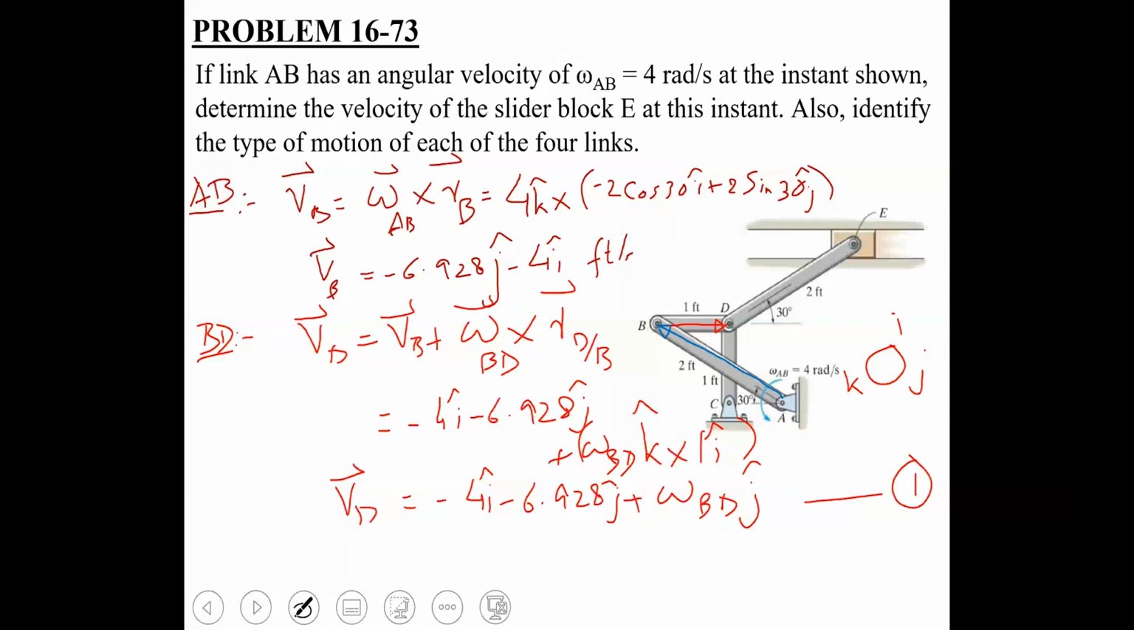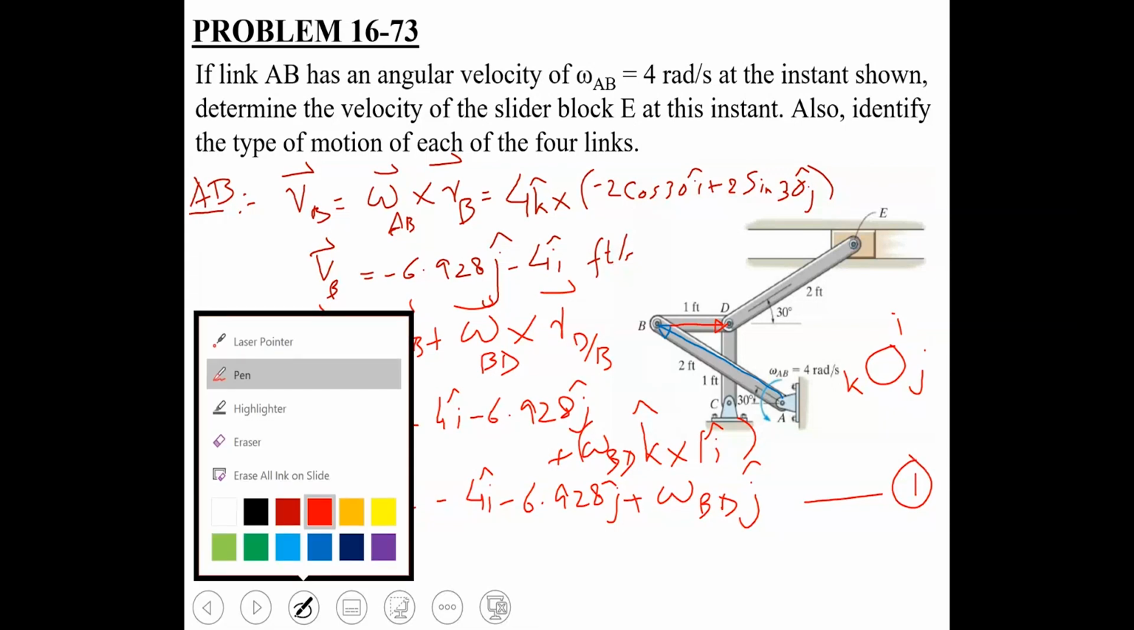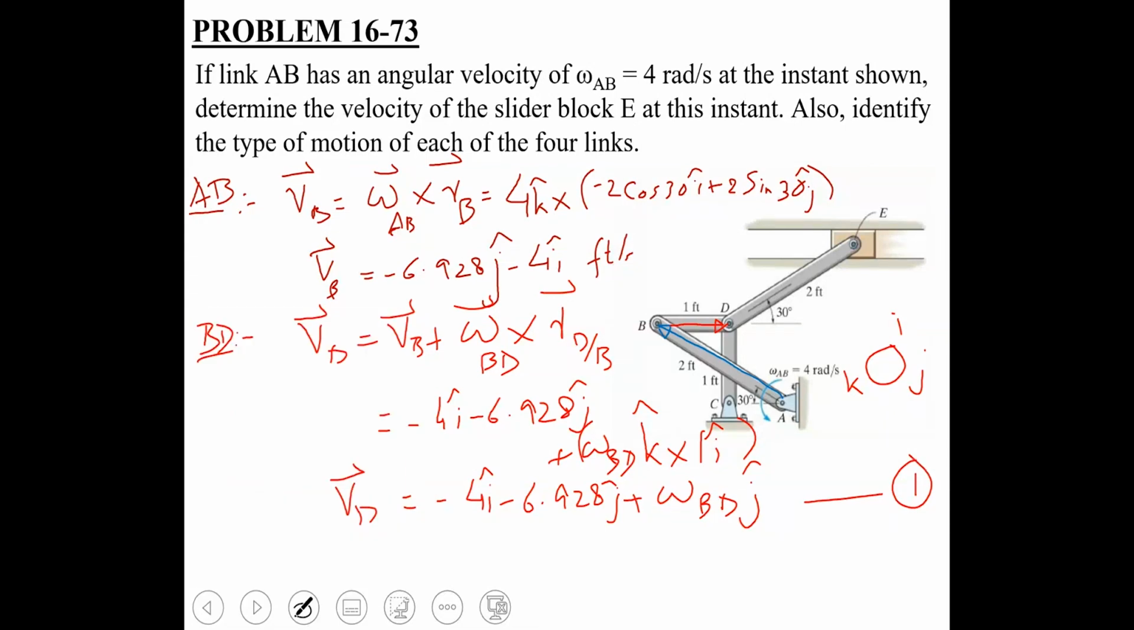Now, if we consider this link CD, what type of motion is this link CD undergoing? Pure rotation. Rotational motion. So if I ask you to determine the velocity of any point on this link CD, what should be the direction of velocity VD? Towards the left.